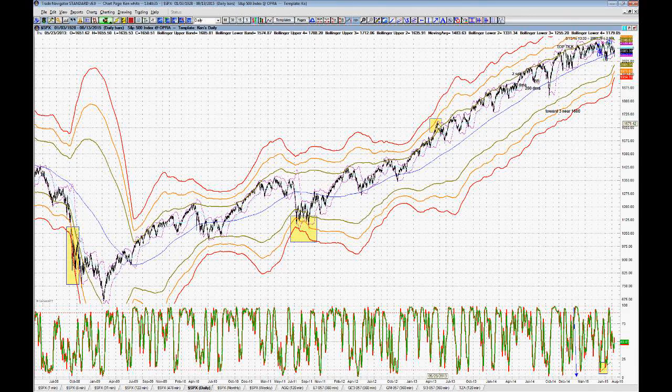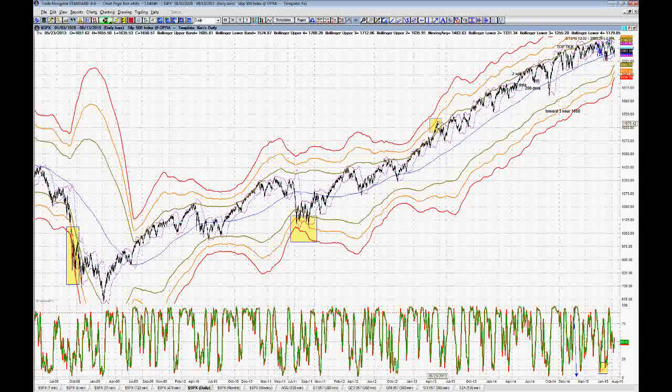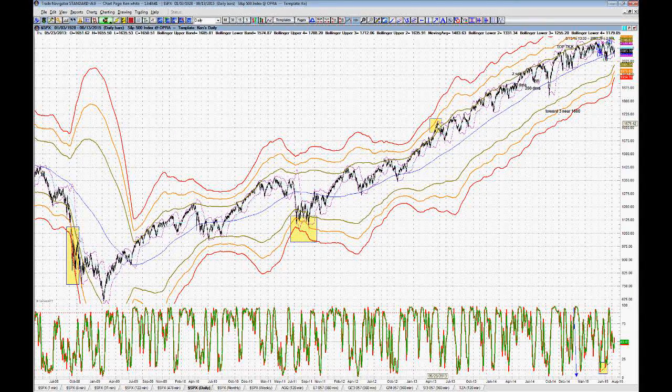It's just statistically extraordinary for price to get that extreme on the upside, especially in a stock index. We'll look in a minute to see what happens with individual stocks.